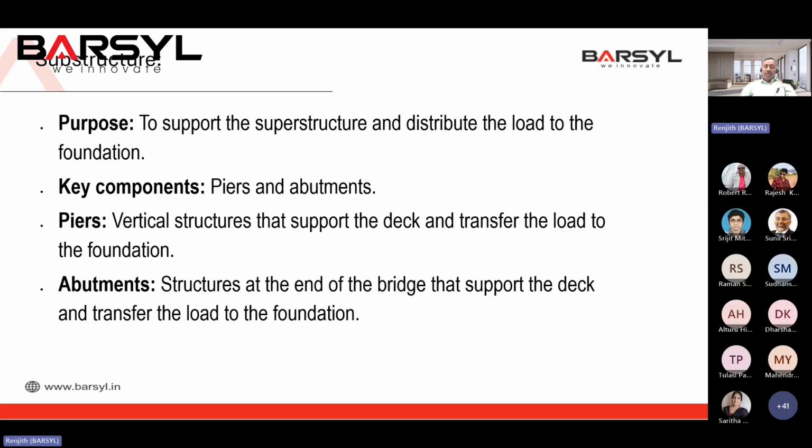Basically, abutment is, if it is a multi-span bridge with n number of spans, the abutments are at the two ends. Those two structures are called abutments. And the other in-between structures which support the superstructure are called piers. Our topic is on abutments. So we should know what is abutment. Abutment is at the two ends of the bridge and supports the superstructure deck and transfers the load to the foundation. In addition to that, it is supporting the earth behind the structure.